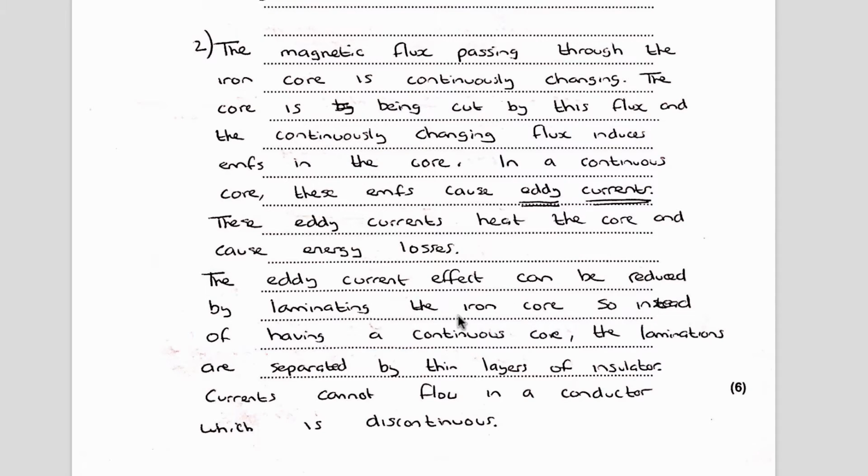They can be reduced by laminating the iron core. So instead of having a continuous core, you have very thin layers of metal that are surrounded by thin layers of an insulator. And if that happens, then currents can't flow in a conductor which is discontinuous, or not a continuous conductor. So again, what we've said is how these energy losses happen, and then secondly, how we can stop them.